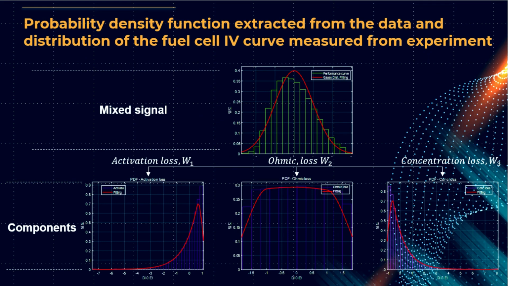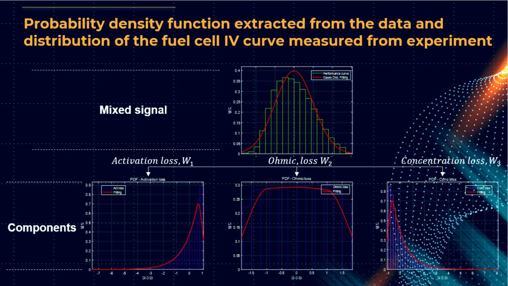This slide shows the result of the total loss and each loss component obtained from the experiment in the form of a probability distribution. The red line you see in the graph is the probability density function obtained using the kernel distribution estimation method. As explained before, it can be confirmed that the total loss, which is expressed as a linear combination of the three main loss components, has a Gaussian distribution according to the central limit theorem.